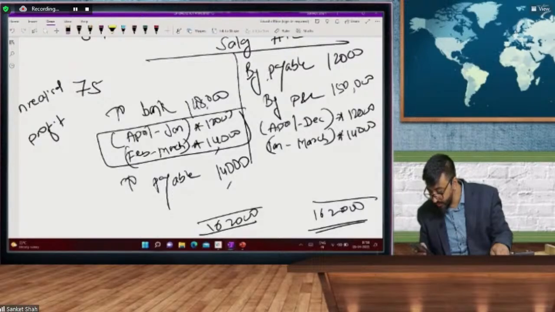Someone answered prepaid. Chetna answered it: salary payable account 12,000.